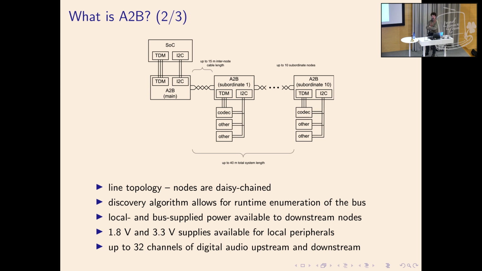So you can have EEPROMs, you can have whatever. In some of our designs, we put quite a lot behind them. And you can have up to 10 of these subordinate nodes, plus a main node. And the cool thing here, I don't know if you can see in the small text, but the node-to-node cable length can be up to 15 meters, which is pretty cool. And the whole system length can be up to 40 meters.